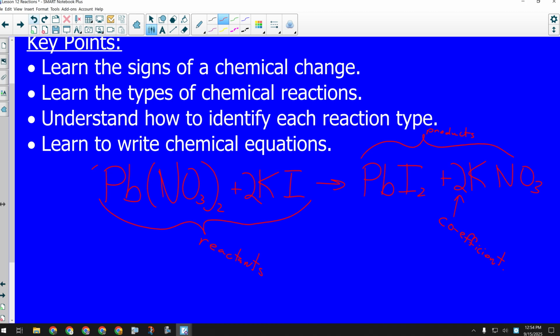Point number 2, we're going to go over the 5 basic types of chemical reactions. We're going to learn how to identify each type. Each one is unique. When you see it, you'll know it's that type just by looking at it. And lastly, learn how we write them. Well, we kind of talked about that right here. We write the reactants, we write the products. We drop and swap to make sure they're good, and then we balance the whole reaction out. All right, any questions so far?